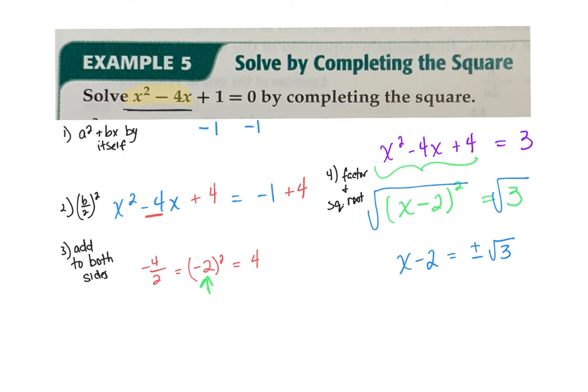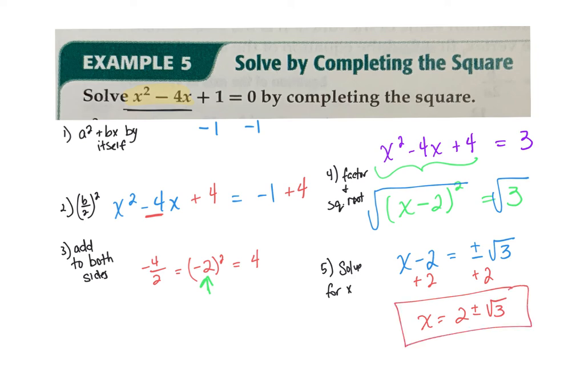Now my final step here is to solve for x. How do I solve for x? Yeah, add my 2 over. So I'm going to add my 2 to both sides. So x is going to equal 2 plus or minus the square root of 3. That's my answer. This is why you can't solve by factoring. Because 2 plus or minus the square root of 3 is not going to be something you can factor, right?